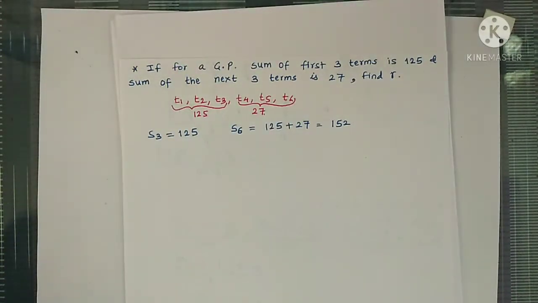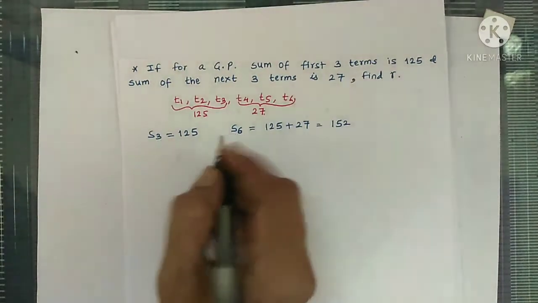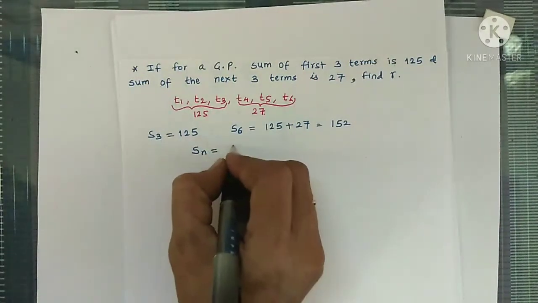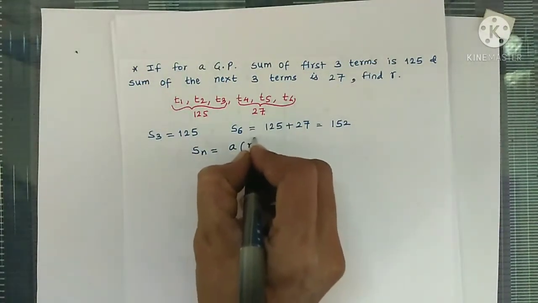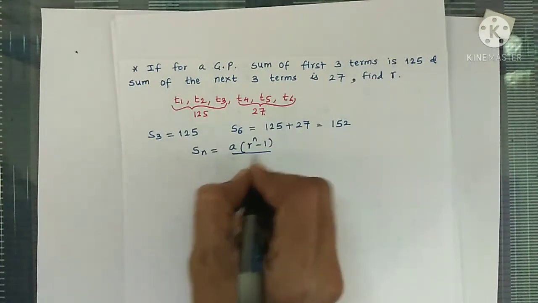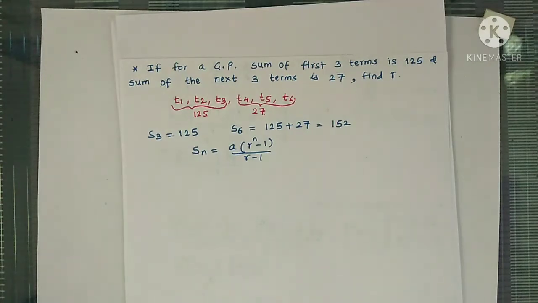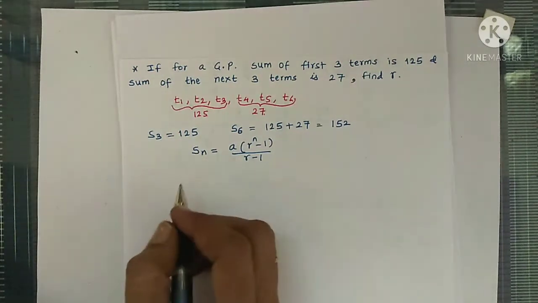Now we have to find out r using this information. As S3 and S6 are given, we have to use the formula for Sn. Sn is a (r raised to n minus 1) upon (r minus 1). Now as we don't know the value of r, we can use any of the formulas. I am using this formula, or we can also use (1 minus r raised to n) upon (1 minus r). Okay, so let's put the values.